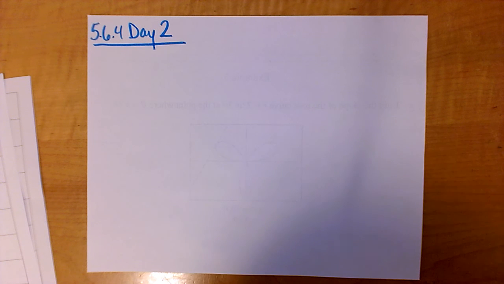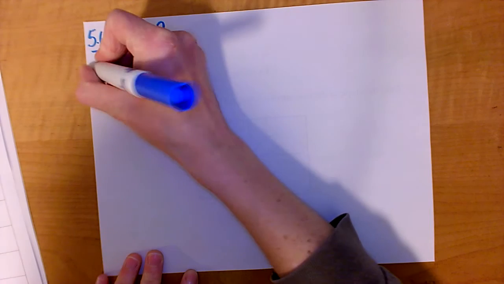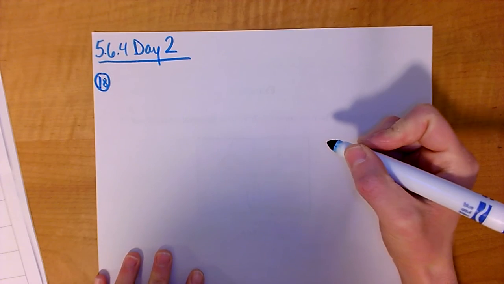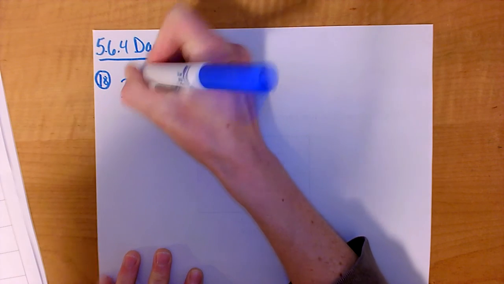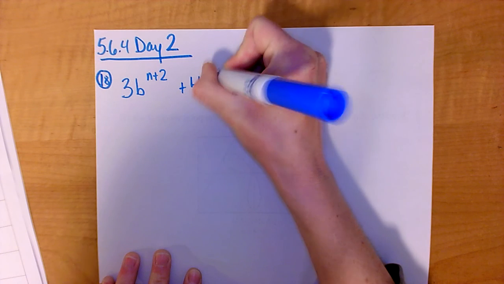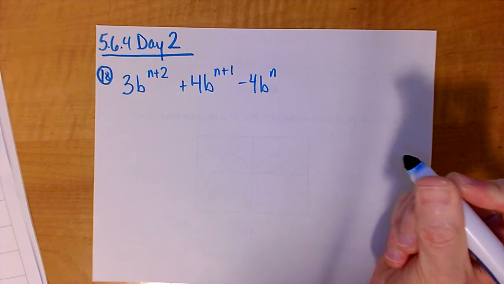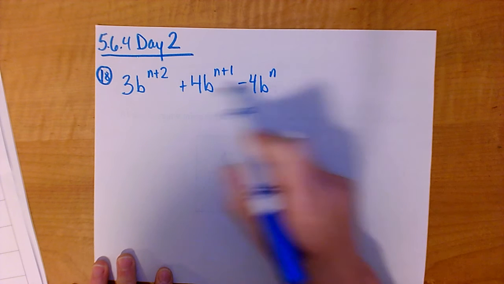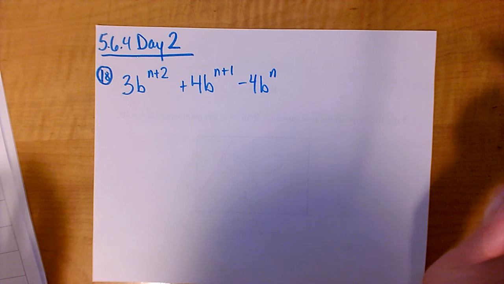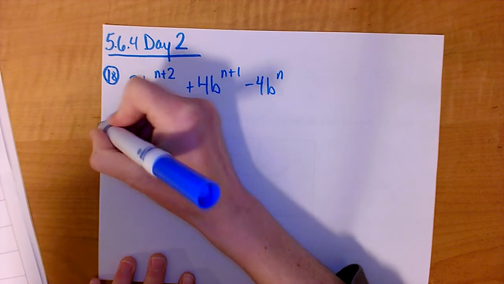So what I'm going to do now is run through some of the more difficult examples to help you along, get the ball rolling. I'll start at the end of the worksheet with number 18. What we have here is 3b to the n plus 2 plus 4b to the n plus 1 minus 4b to the n. So we've got b's raised to exponents that include n. Our GCF is going to be b to the lowest exponent we have, which is b to the n. So we'll pull that out.